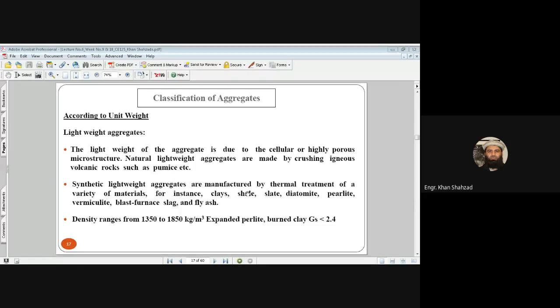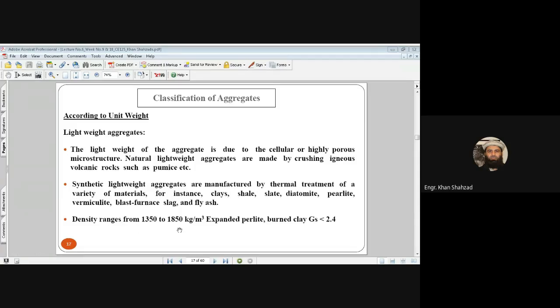Synthetic lightweight aggregates are manufactured by thermal treatment of a variety of materials. For instance, clays, shale, slate, diatomite, perlite. Son, check the spelling of this again, there is no A in it, perlite. This is by mistake. Vermiculite, blast furnace flakes, and fly ash. These can be used as synthetic aggregates, and these can be used as lightweight aggregates as well.